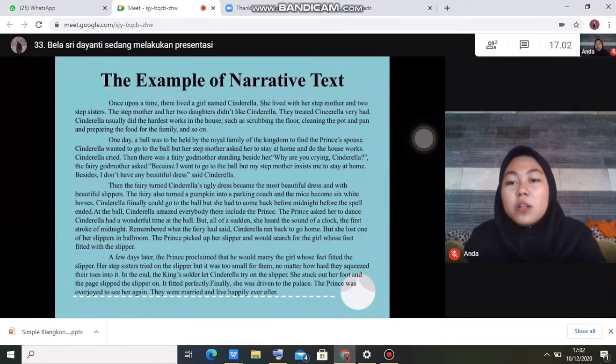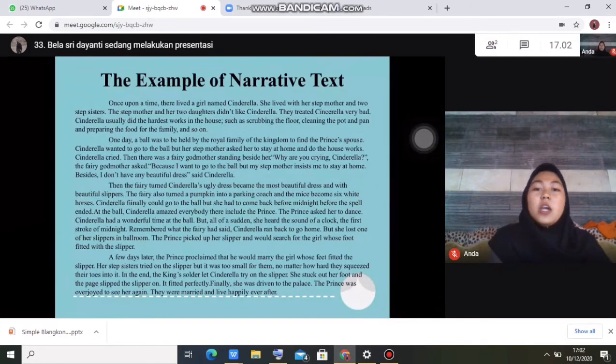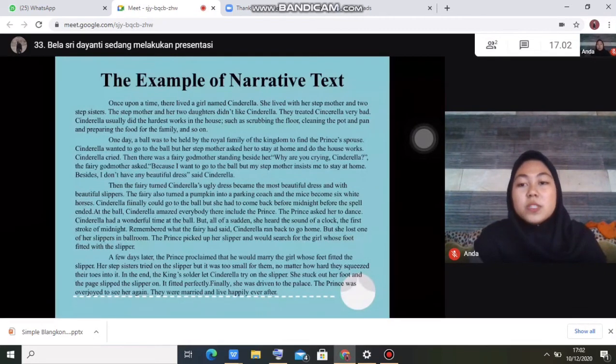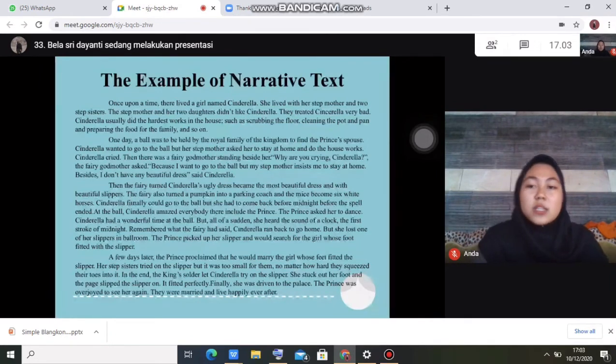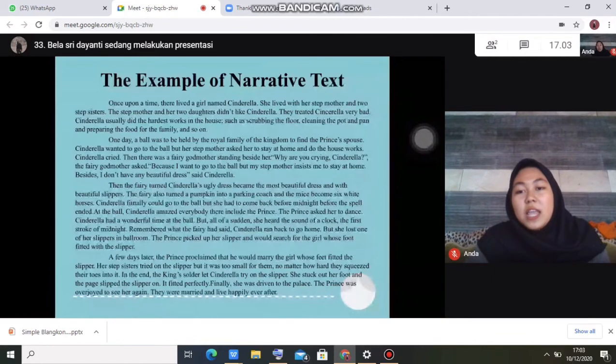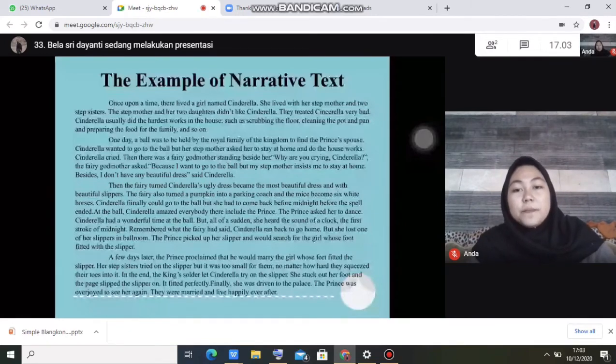One day, a ball was to be held by the royal family of the kingdom to find the prince's spouse. Cinderella wanted to go to the ball, but her stepmother asked her to stay at home and do the housework. Cinderella cried. Then there was a very good mother standing beside her. Why are you crying, Cinderella? The very good mother asked. Because I want to go to the ball. My stepmother insists me to stay at home. Besides, I don't have any beautiful dress, said Cinderella.